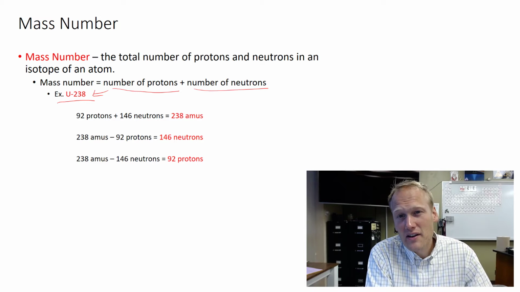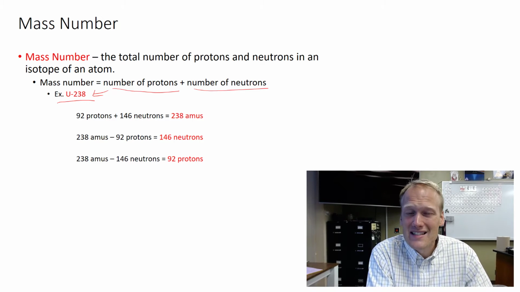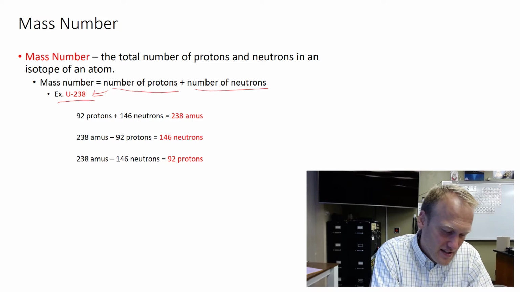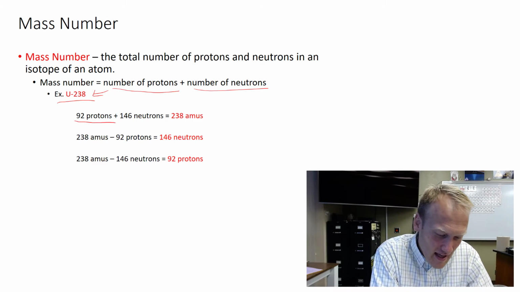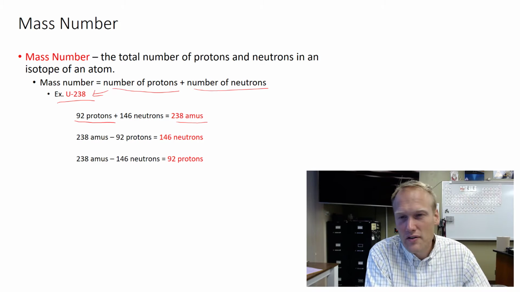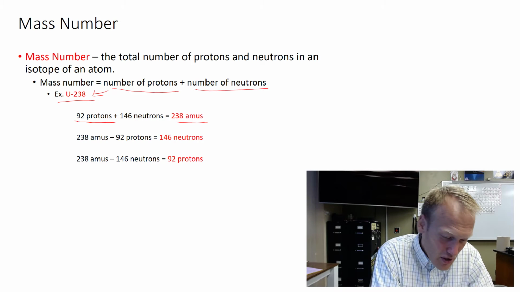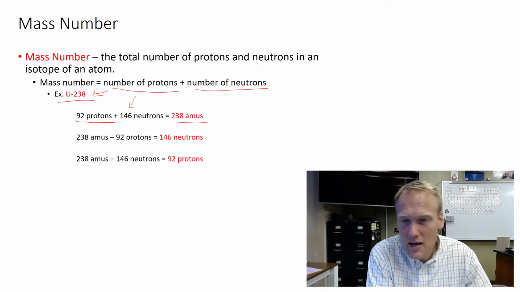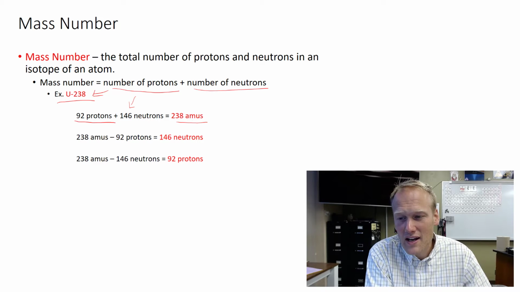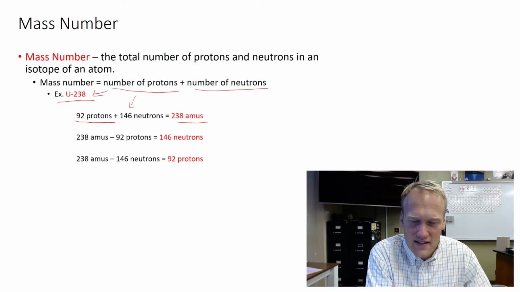If I look at the periodic table, I see that uranium is number 92 on the periodic table. That tells me that it has 92 protons. And I know that we have 238 as the mass number. So now I can find the number of neutrons using subtraction to be 146.